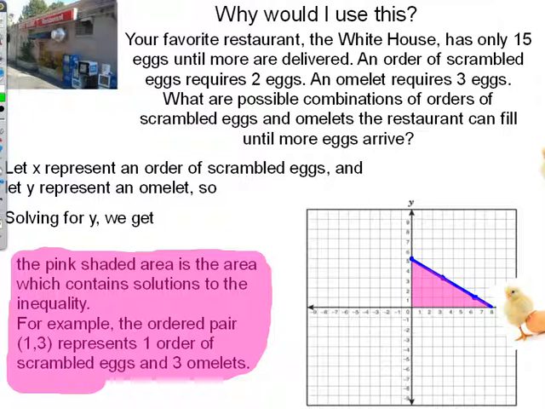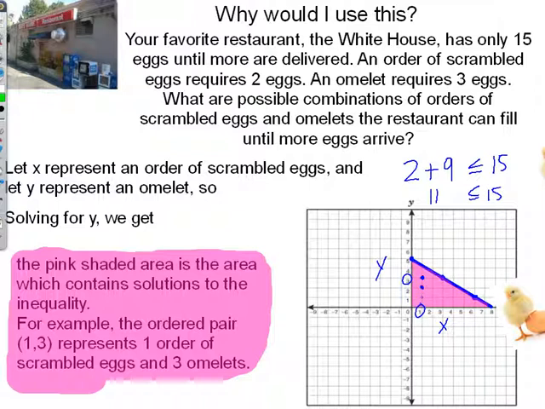If we let x represent the scrambled eggs and y represent the omelets, eventually we get to this pink shaded area that represents all the possible combinations. As an example, take the point (1, 3). That would be one order of scrambled eggs, which would be 2 eggs total, plus 3 orders of omelets at 3 eggs per order, so that's 3 times 3, or 9. Well, that is in fact 11 eggs, and that meets the constraint of less than or equal to 15 eggs. So that's the kind of thing we're talking about.